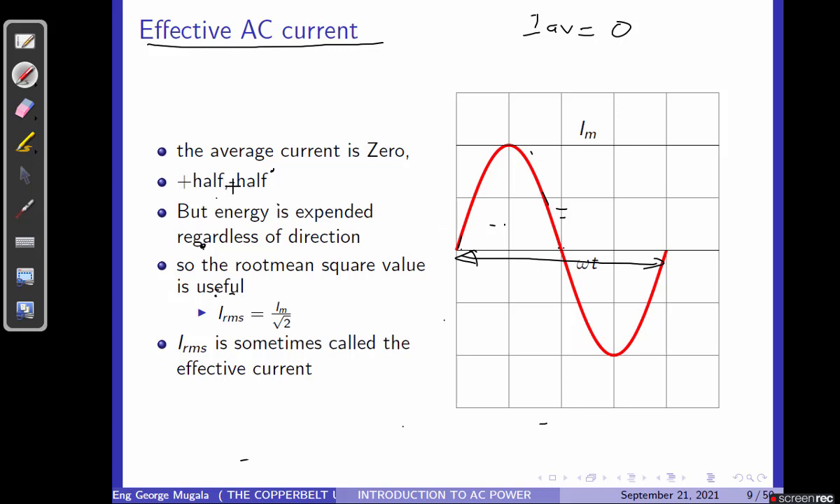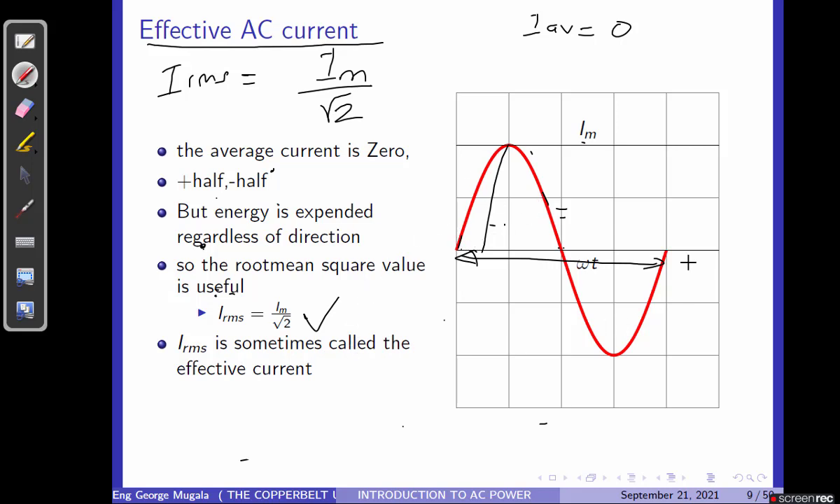Because the average current is zero, the positive and negative cancel. But energy is expended regardless of direction. So since the average is zero, we have to look at how we can quantify this, because even if the average is equal to zero, there is still energy being expended. So we begin to measure things in terms of effective values. The effective value of this equation is called the RMS value. This RMS value is the amplitude value divided by the root of 2, and this is the equation. It's called the RMS value or the effective value.